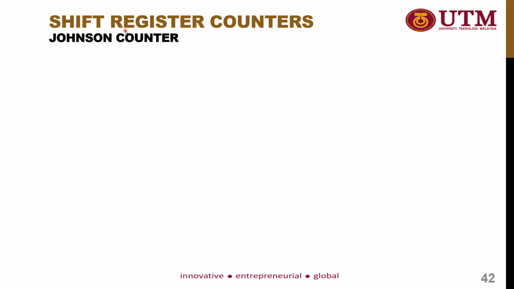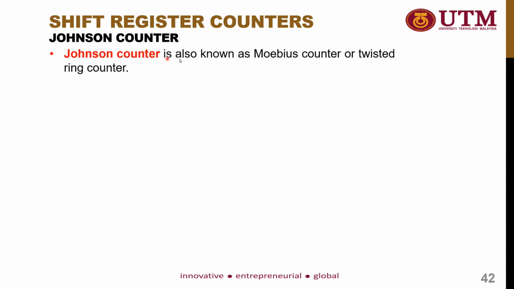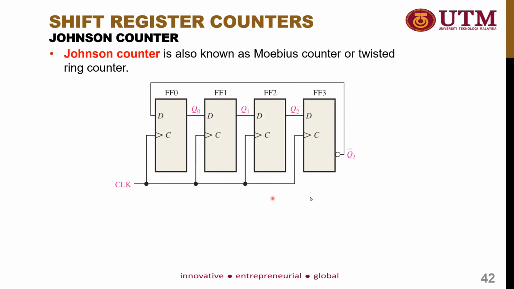Alright, so next is the Johnson counter. What is the difference between a Johnson counter and a ring counter? The Johnson counter is also known as a Mobius counter or twisted ring counter. This is the logic circuit of the Johnson counter. Previously I showed you the logic circuit for the ring counter, where the output of the last flip-flop gives feedback to the first input.